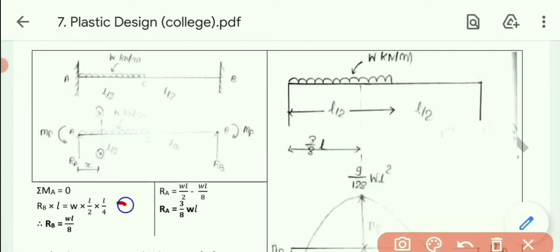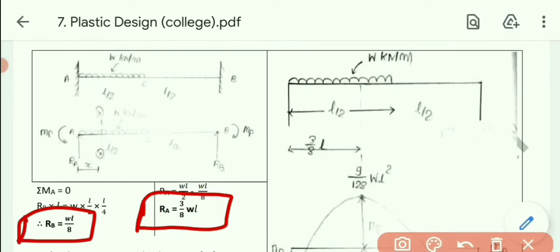Okay, so RA equals WL by 2 minus WL by 8, that is, total load minus RB. By simplifying this one, we will get RA, that is 3 by 8 into WL. So we got our 2 reactions, RA as well as RB.